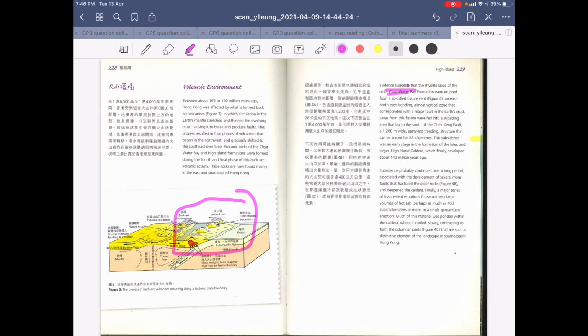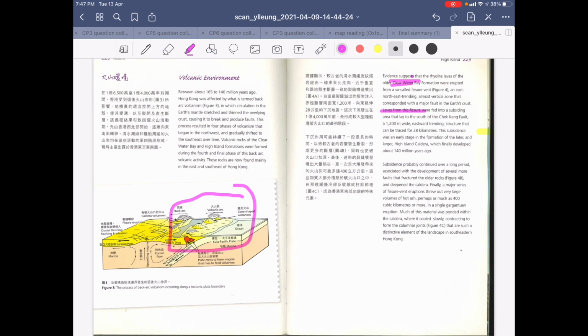Okay, and so the vents have a lot of lava intruding into them, and then forming a vertical zone, and also the lava from the fissure is subsiding, an area in the Cheung Chau fault. Okay, and then finally, after year by year eruption of the magma or lava, it becomes a high island caldera.